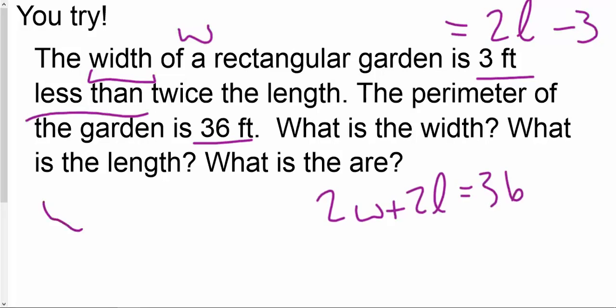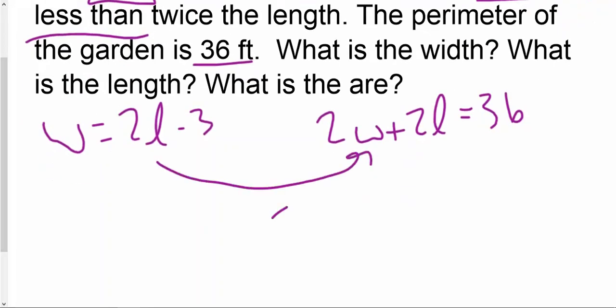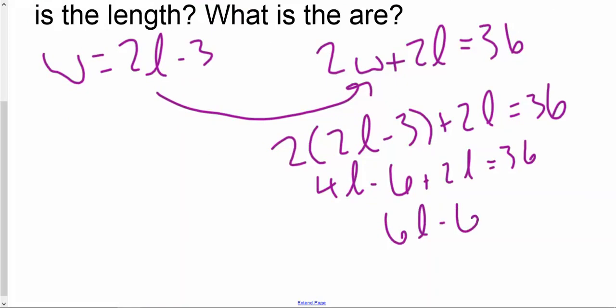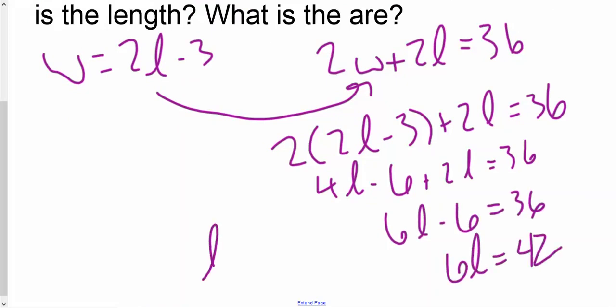And then we're able to plug this in. If the width is 2L minus 3, let's replace W with that. So 2 times 2L minus 3 plus 2L is equal to 36. Then what we have to do is multiply that out. And we find that we will get 4L minus 6 plus 2L equals 36. So 6L minus 6 equals 36, or 6L equals 42. So now we know the length is 7.